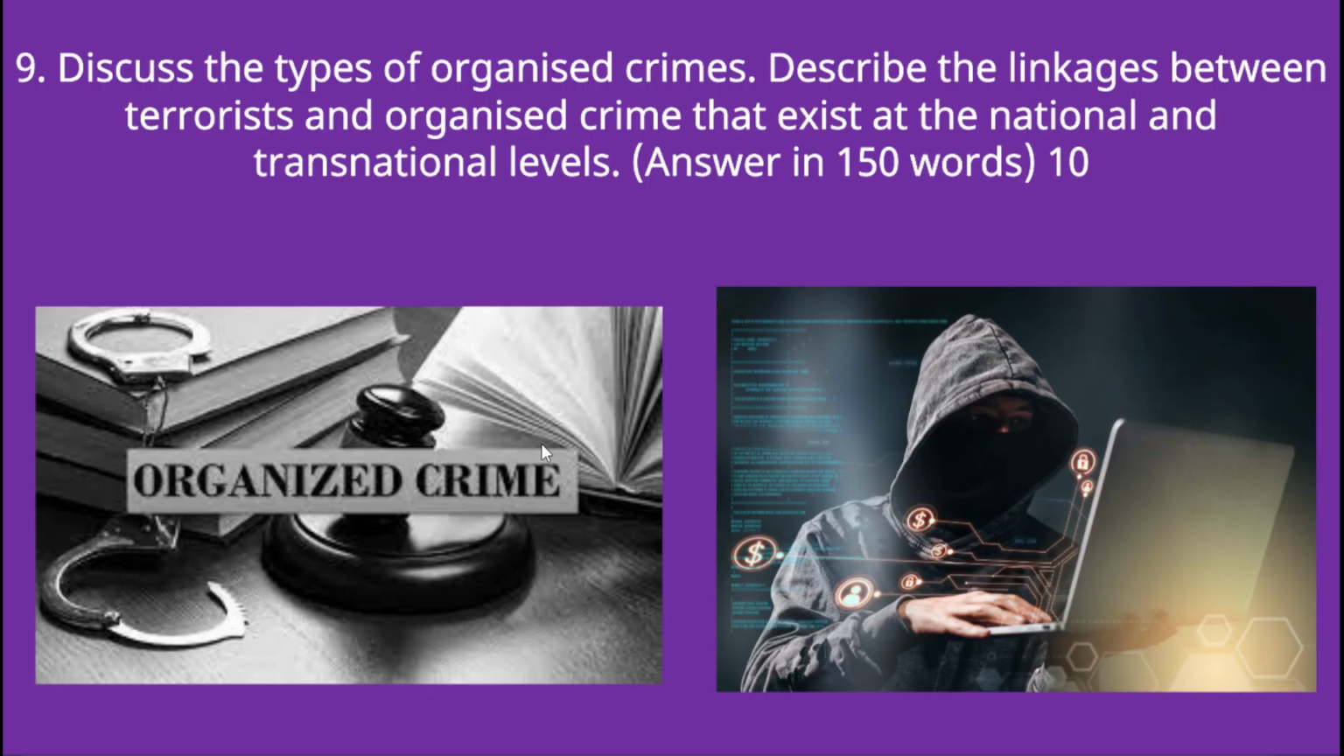And the next question, that is part of the economy paper 2. It is related to the internal security section. Now the question here is asking us to discuss the types of organized crimes. So there are different organized crimes, and describe the linkages between terrorist organizations and these organized crime networks that exist at the national and transnational level.